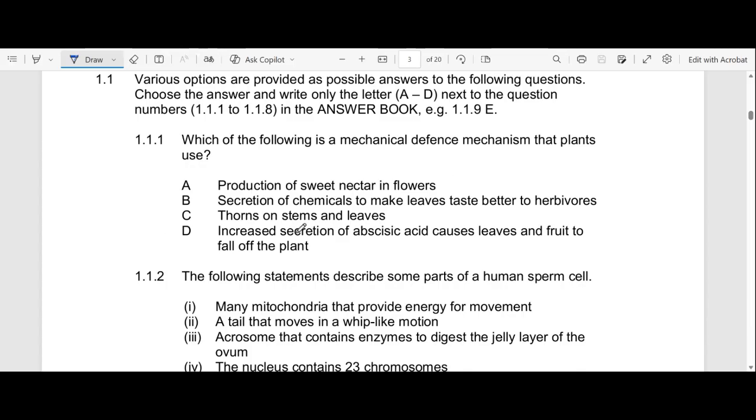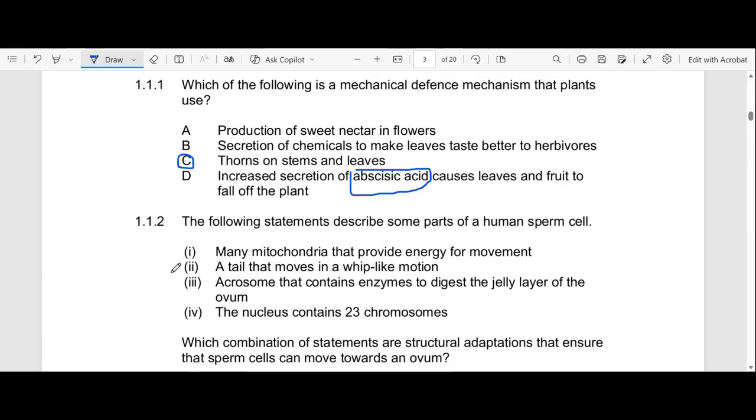Let's go to C. Thorns on stems and leaves. So this one sounds about right. So the answer is C. It becomes thorns on stems and leaves. So that's how plants protect themselves mechanically, right? So now let's go to D, because we have to go through the last option. Increased secretion of abscisic acid causes leaves and fruits to fall off the plant. Obviously, we know that this is a function of abscisic acid. It has nothing to do with mechanical defense. Does that make sense?